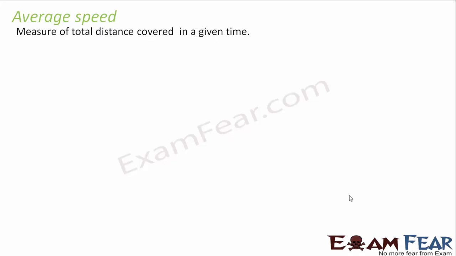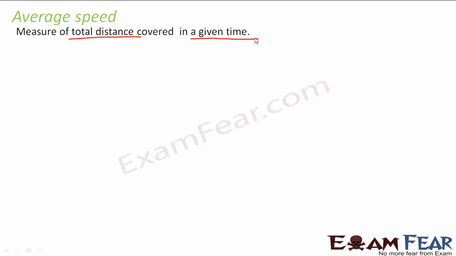Average speed is a measure of the total distance covered in a given time. So normally, how did I define speed? Speed was nothing but the distance covered divided by time. Now when I say average speed, I am saying it is the total distance covered divided by time taken. Do you see much difference in the definition? There is not any significant difference as such in the definition. But you will understand the difference once I take an example.